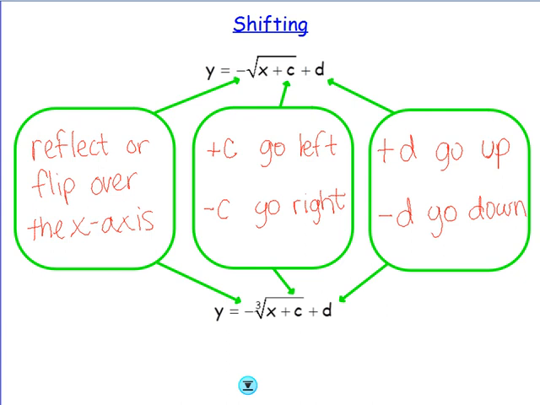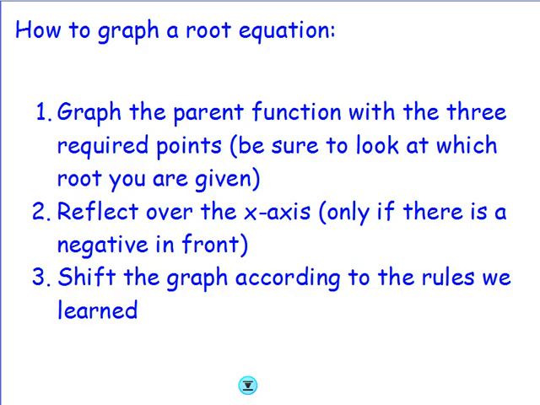So now let's look at some step-by-step instructions for how to do this. So how to graph on paper without a calculator with pencil and paper. 1, you're going to graph the parent function with the 3 required points. So we're going to go back. Oh, and notice here, be sure to look at which root you are given. I'm going to go back to our parents. I'm going to go back here.